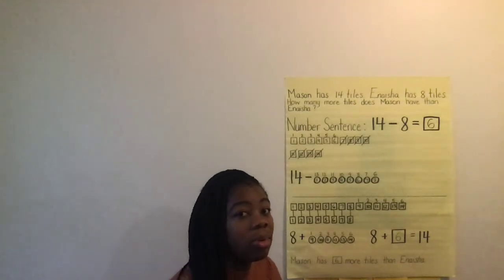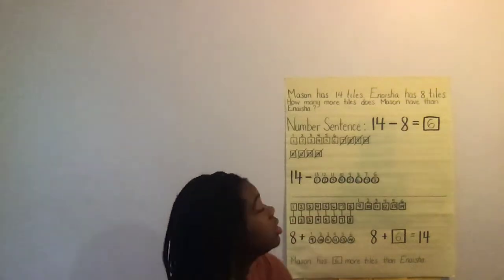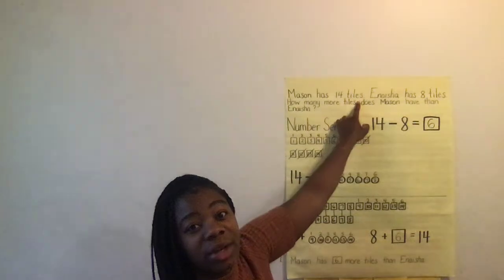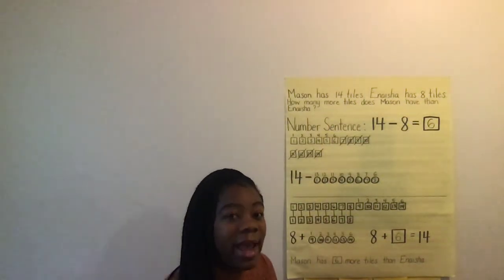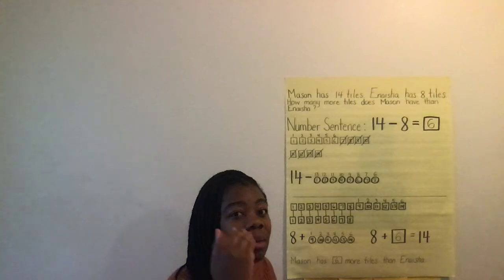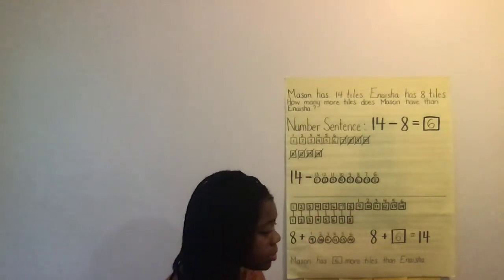So when you marked up your problem, you should have circled 14 and circled 8 because they are numbers. You should have underlined the word tiles because that's our unit. Now, how many more isn't necessarily our action, but it gives us a clue on how to solve this problem. We want to know how many more tiles, or how much greater, is Mason's amount than Enasia's amount.